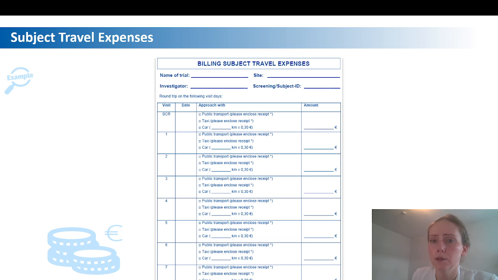As mentioned before, sponsors may cover certain expenses incurred by subjects, including travel expenses. In this slide, you can see an exemplary form for billing subject travel expenses. Also here, of course, it is important that the sponsor must never see the names of the subjects. It is important to note that each country may have its own specific procedures and requirements for billing travel expenses.